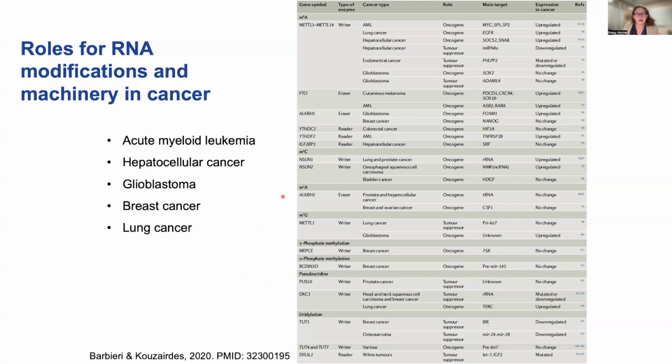But we know that RNA modification enzymes are dysregulated in many different types of cancers, things like acute myeloid leukemia, hepatocellular, glioblastoma, etc. And so this tells us these are biologically important things that are happening in the cell. And this can make sense because RNA modifications can regulate gene expression. And if you think of cancer as a disease of dysregulated gene expression, it makes sense that if you change this regulation, you could ultimately impact cancer.